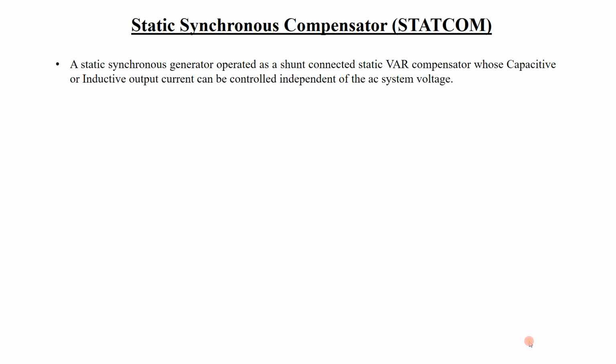In that case, reactive power consumption is required, so the STATCOM operates as an inductive load. That means the capacitive and inductive output current can be controlled independent of the AC supply voltage. The voltage increasing or decreasing does not affect the amount of inductive or capacitive current drawn by or generated by the STATCOM.